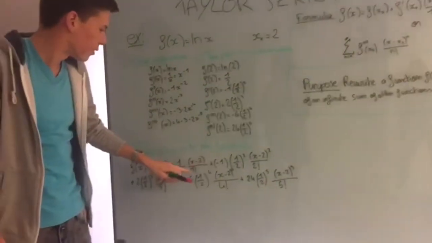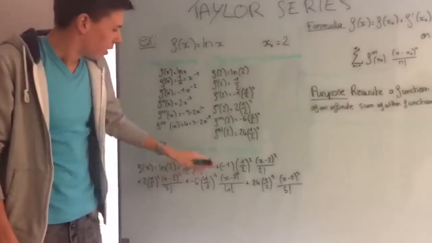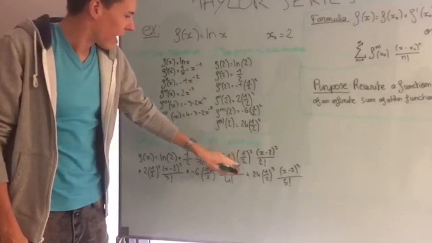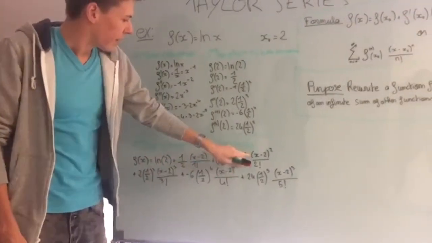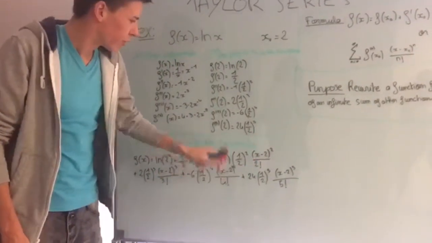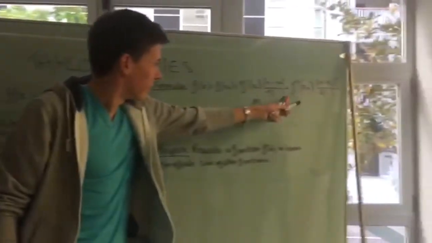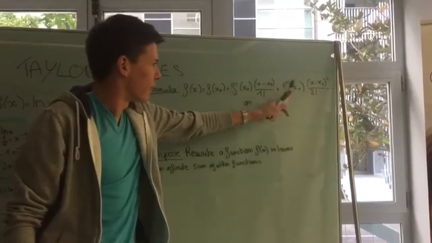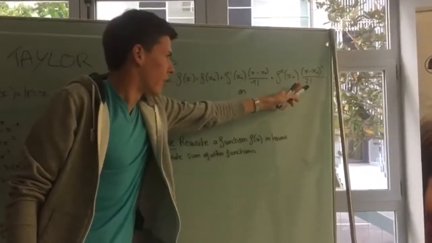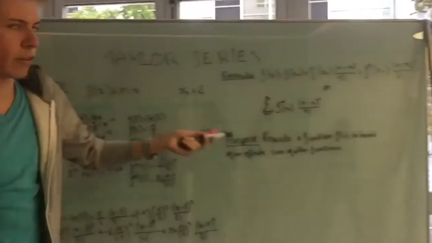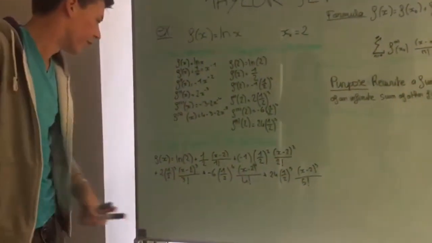Third derivative times x minus 2 over 1 factorial, plus minus 1 times a half to the power of 2 times x minus 2 to the power of 2 over 2 factorial. And here again we can clearly see the corresponding equations. The second derivative has a factorial of 2, the third derivative has a factorial of 3, and so on and so forth.